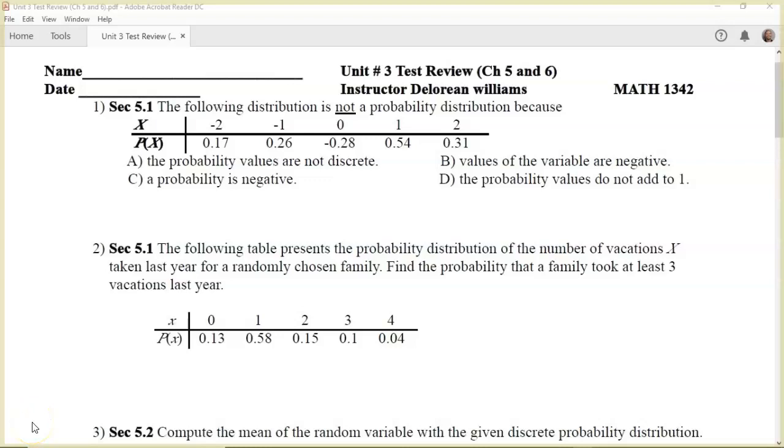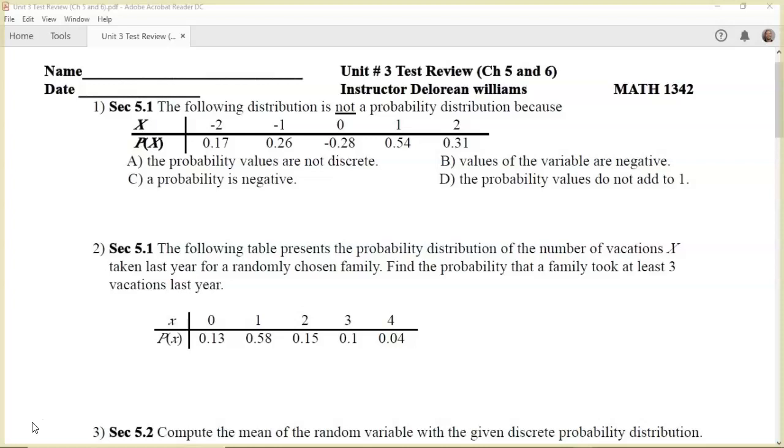In this video, we look at the Unit 3 test review for chapters 5 and 6. Chapter 5 is when we got into probability, but using a discrete probability distribution. And in section 1, we looked at what was the foundation of a discrete probability distribution.